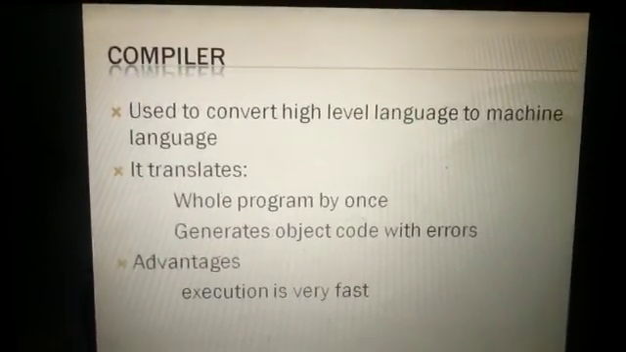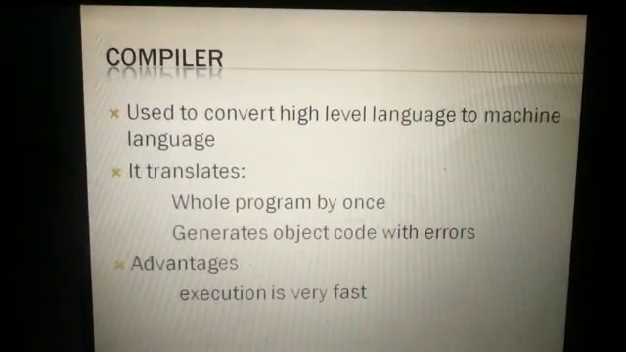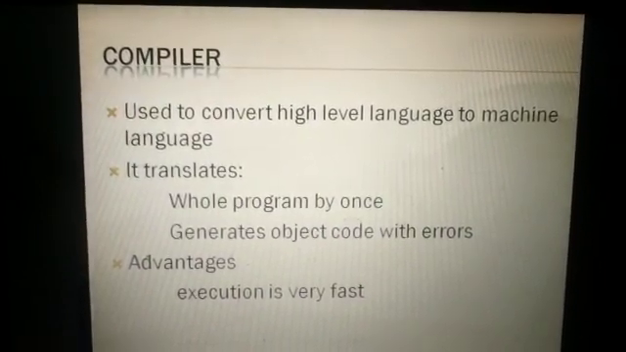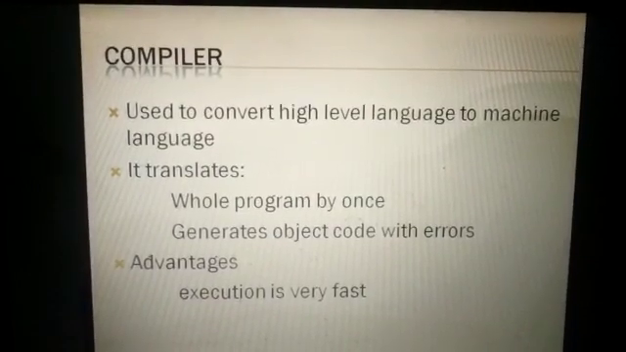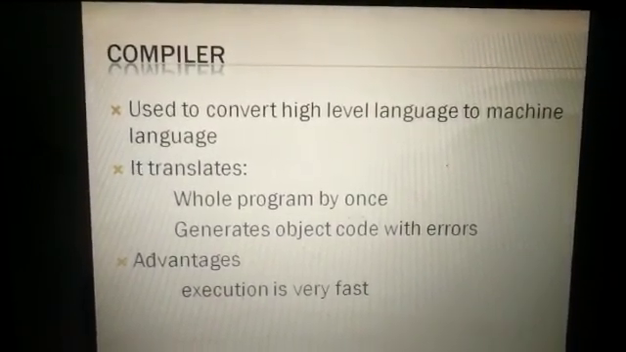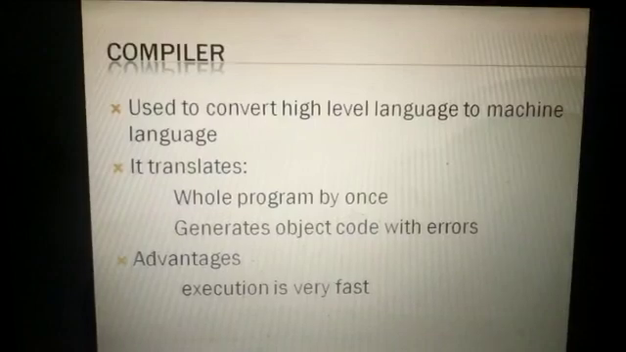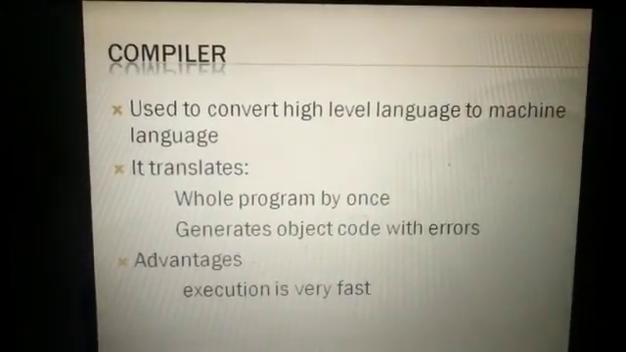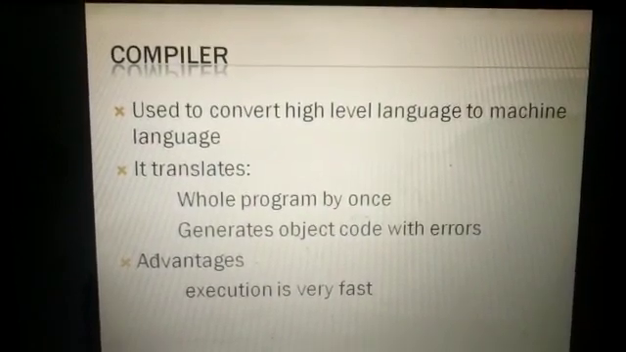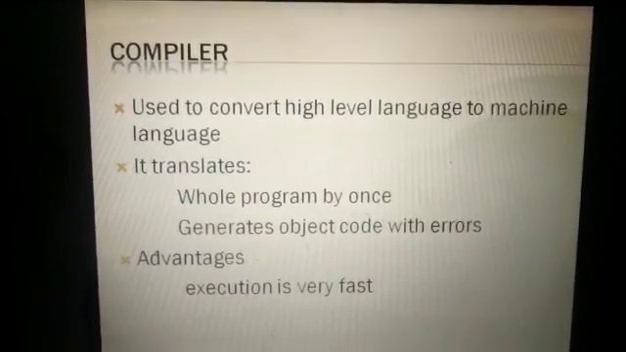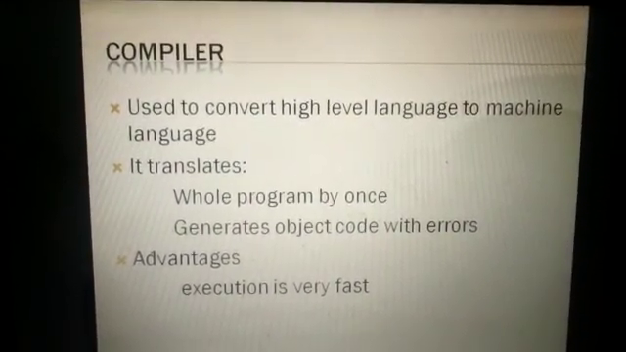The next one is the compiler. It is also used to convert the high level language to the machine language. It translates the whole program at once. It generates the object code with errors. It has the advantage that execution is very fast when compared to the interpreter.